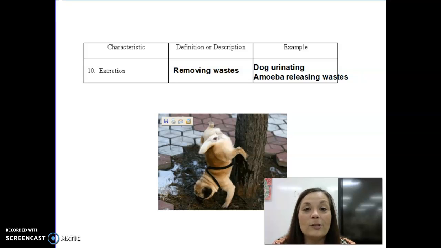Okay, excretion, a terrible word. Anyway, all excretion means is anything your body does to get rid of wastes. So of course we pee, we poop, but you also excrete by getting rid of sweat and a whole bunch of other things. When you exhale and get rid of that carbon dioxide, that's excretion.